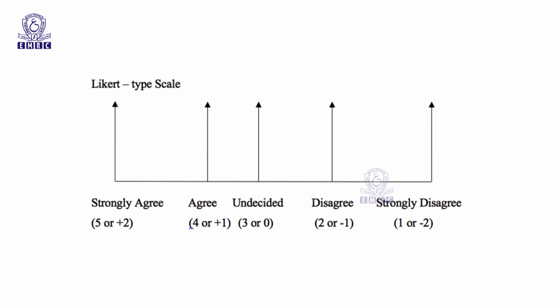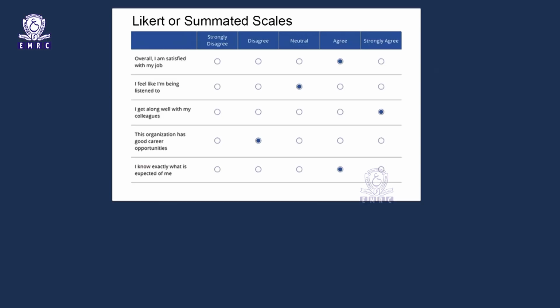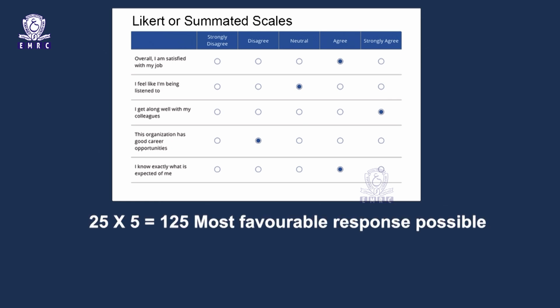Each point on the scale carries a numerical score. Response indicating the least favorable degree of satisfaction is given the least score, say 1 or minus 2, and the most favorable is given the highest score, say 5 or plus 2. The Likert scaling technique assigns a scale value to each of the 5 responses. Think there are 25 statements. The scores of the statements will be 25 into 5, which is equal to 125.